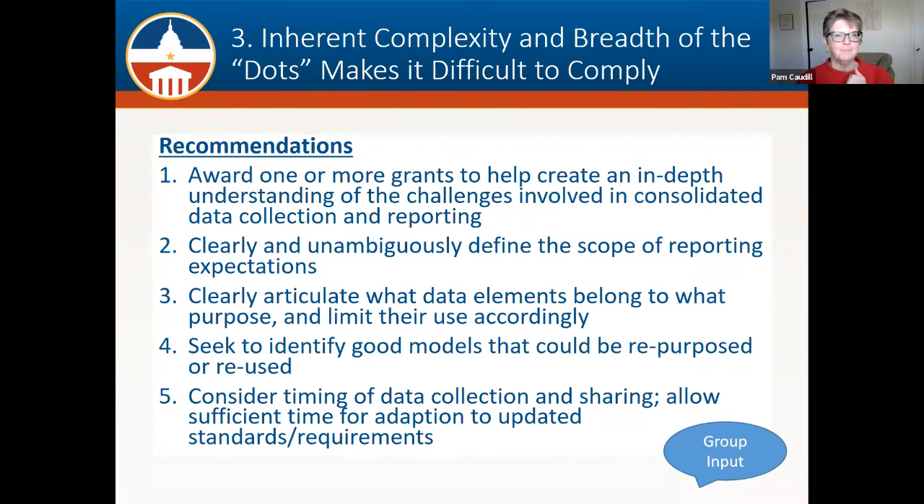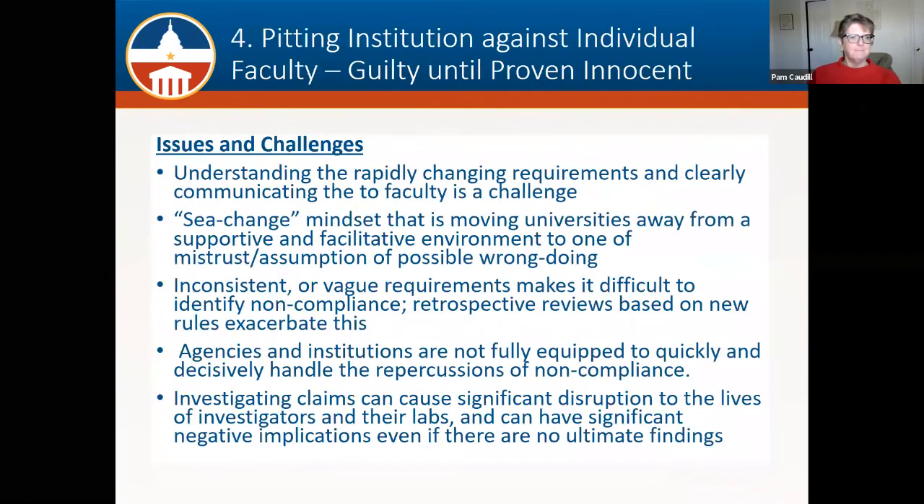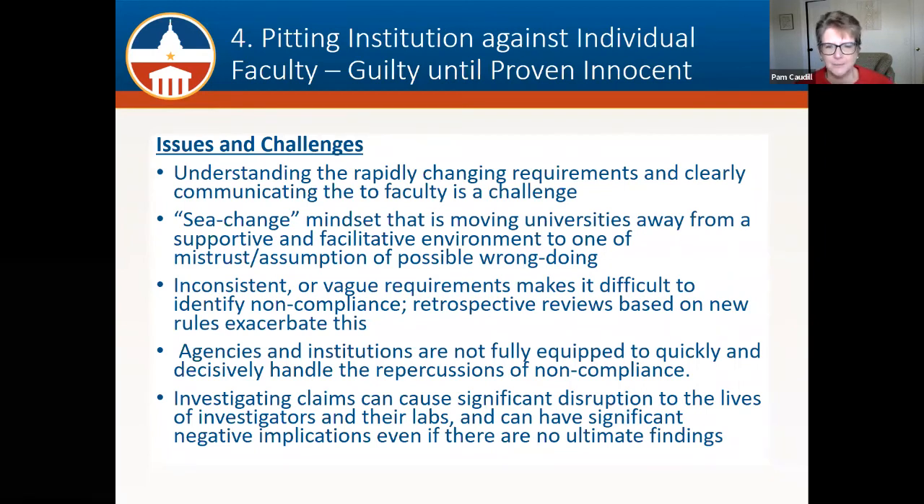Great, thanks, Pamela. Hi, everyone. Yeah, great, here we are. So I think this is the perfect topic on this slide, pitting the institution against individual faculty.